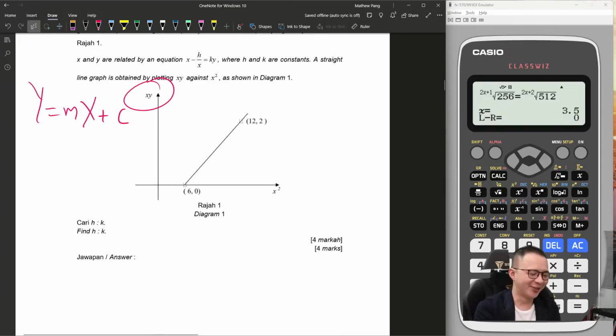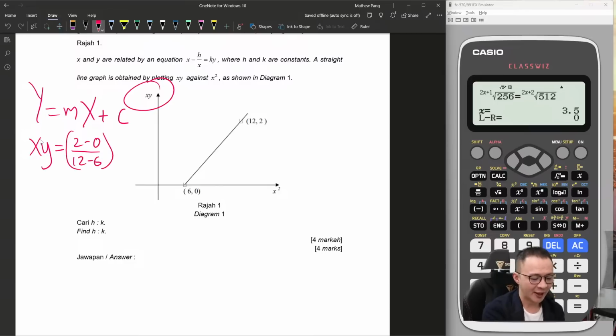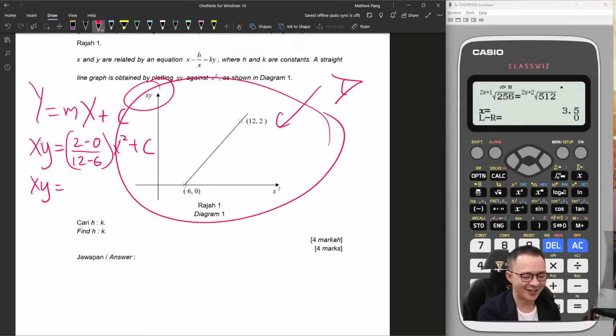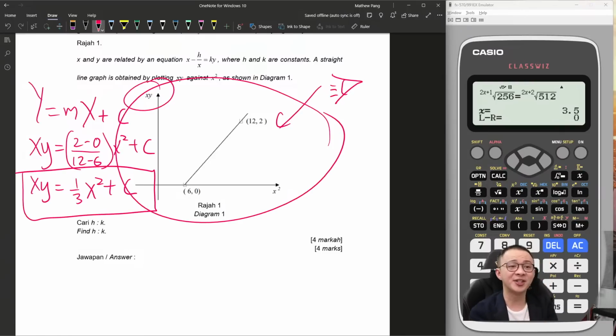Okay, come back to this question, sorry. So my y is xy. My m is y minus y1 over x minus x1. And my x is x squared, plus c. So therefore, this one from the graph, I use my eyes to see. Okay, so this one should be 2 over 6, 1 over 3, x squared plus c. Okay, this equation is a linear law equation I get from the diagram itself.